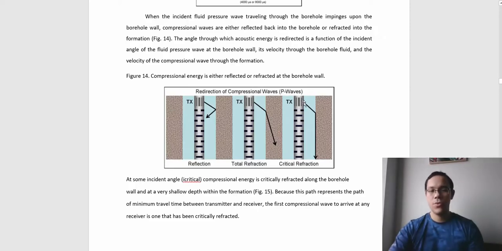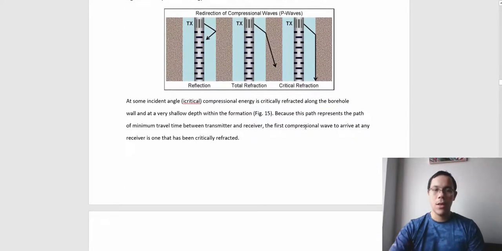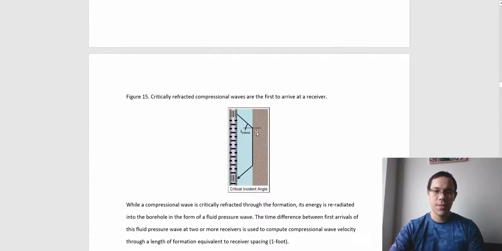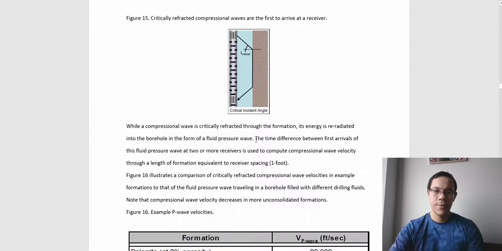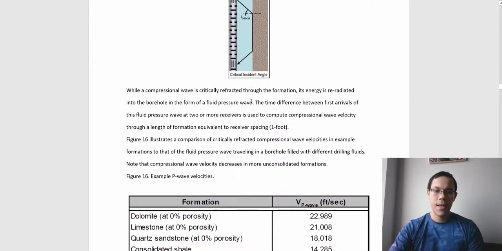When the wave leaves the transmitter, goes through the borehole fluid, it goes down through the formation in a critically refracted way. The angle of this refraction will be determined by Snell's law. We will mention this later. So this is what we call critically refracted, and this is the critical incident angle.